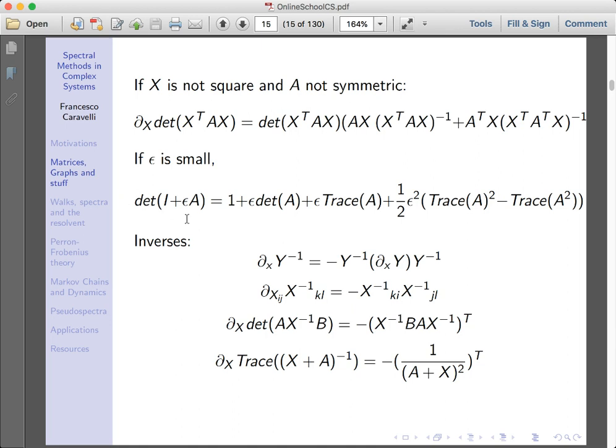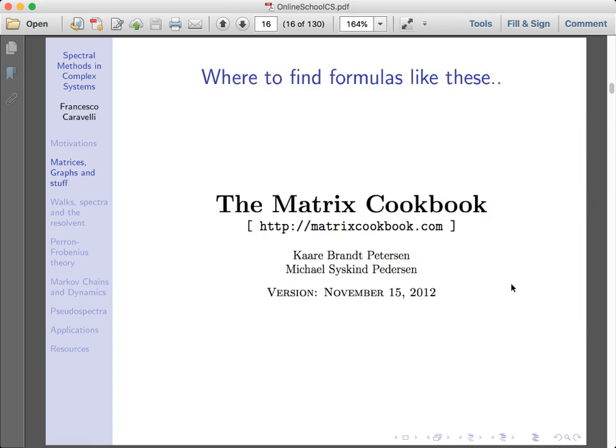For instance, this is an interesting result. The second one, the determinant of I plus epsilon A, can be written exactly in terms of traces and determinants, which is a fairly non-trivial result for epsilon small, up to the second order. And also several results about the traces and the traces of sums of matrices. This is just to say there are several known results about the derivatives of quantities based on matrices, and you can find them in this book.